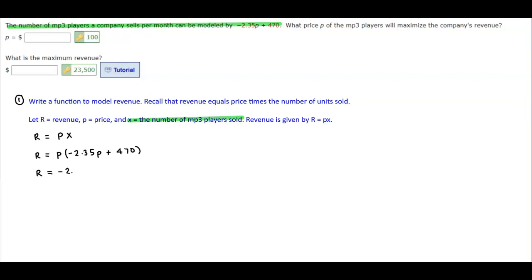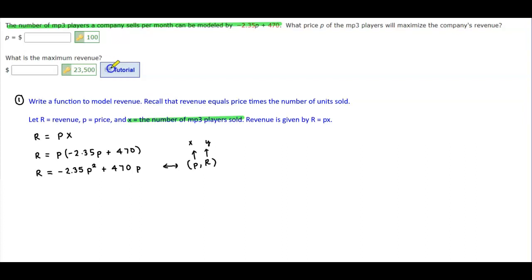Now if we distribute that P, we get a quadratic function which represents R, which is equal to negative 2.35p squared plus 470p. Basically, this is saying that we're going to have an ordered pair that represents P and then capital R, where P is like the x coordinate and R is the y coordinate.